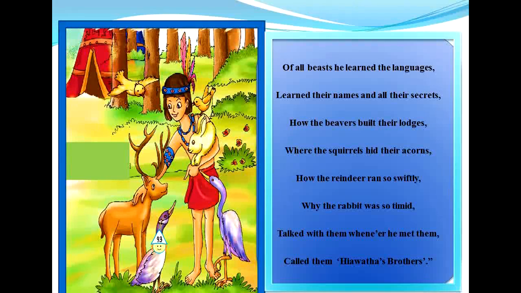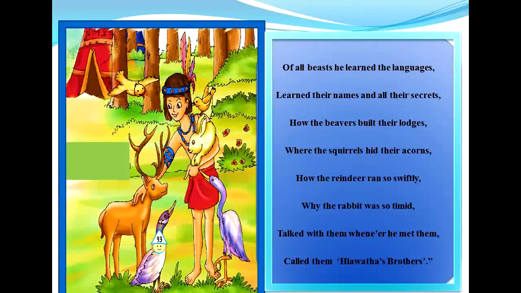So Hiawatha was best friends with each and every creature of nature. For him, birds and animals were his close friends. So he called the birds Hiawatha's chickens, and he called the animals or bees Hiawatha's brothers.